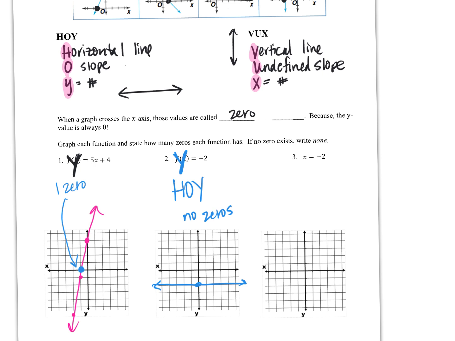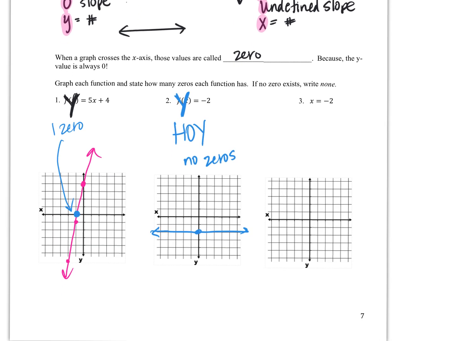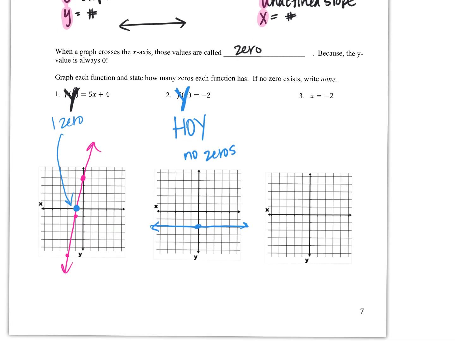How about this last one? X equals -2. Vux. All of a sudden it's just an x equals. And if I've got x equals -2, I've got to go Vux. And that's going to be a vertical line. Where's this vertical line going to go? I don't know why I chose -2 twice, but it's going to be a vertical line through -2. How many zeros? 1 zero.